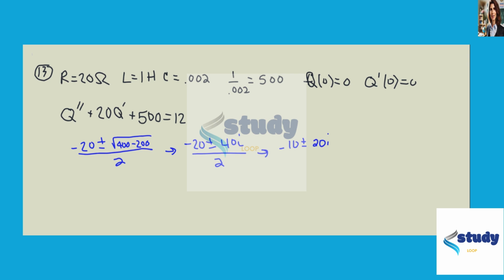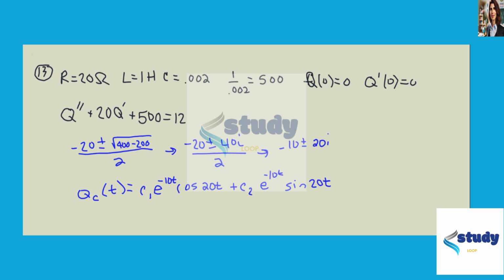So the general form of my equation, Q of t equals C1 e to the negative 10t cosine 20t plus C2 e to the negative 10t sine 20t.